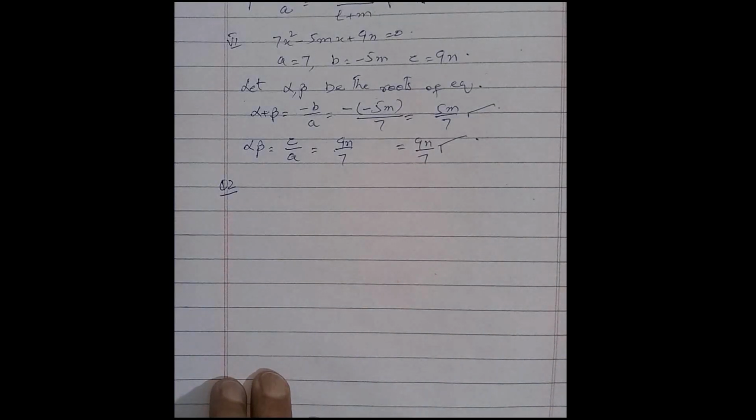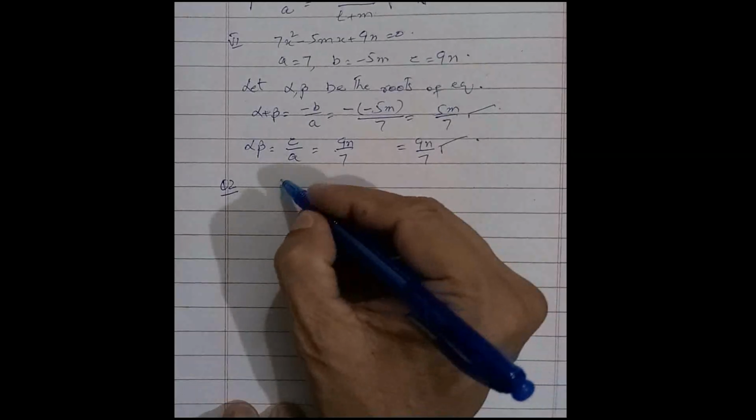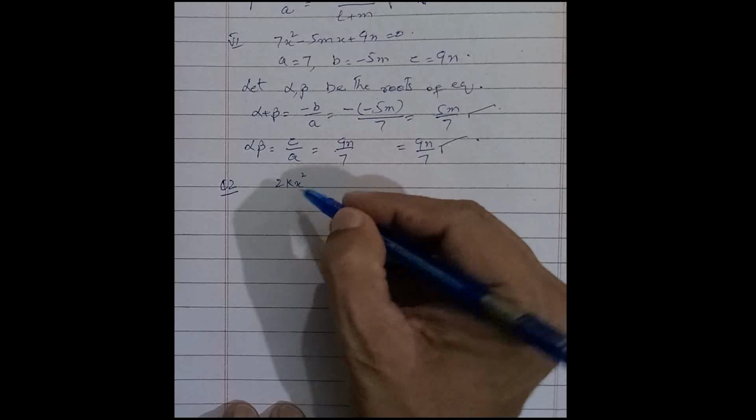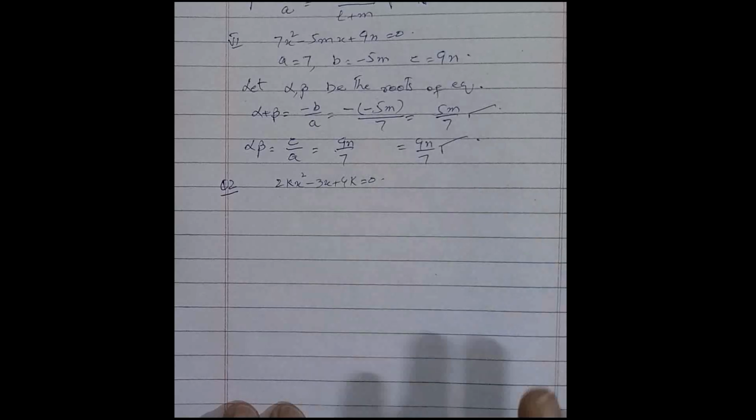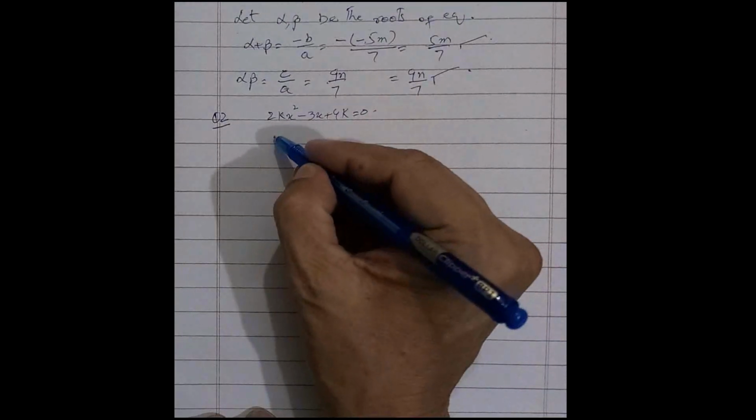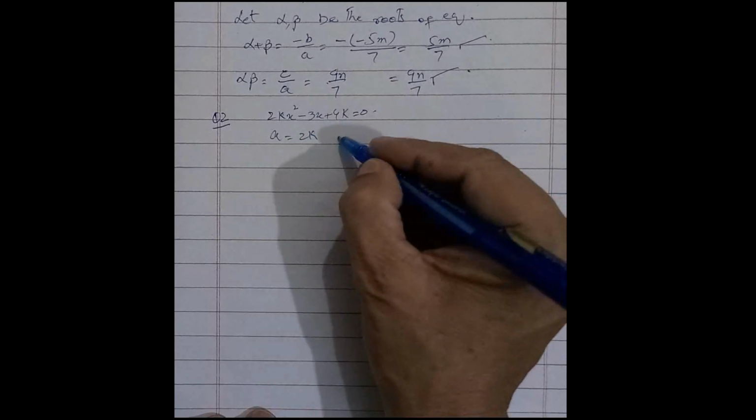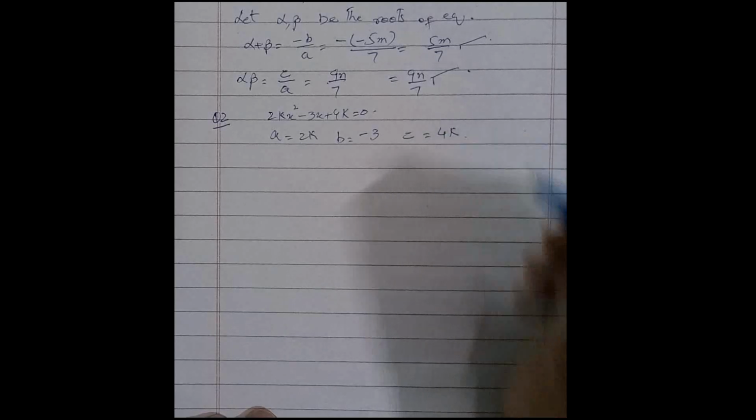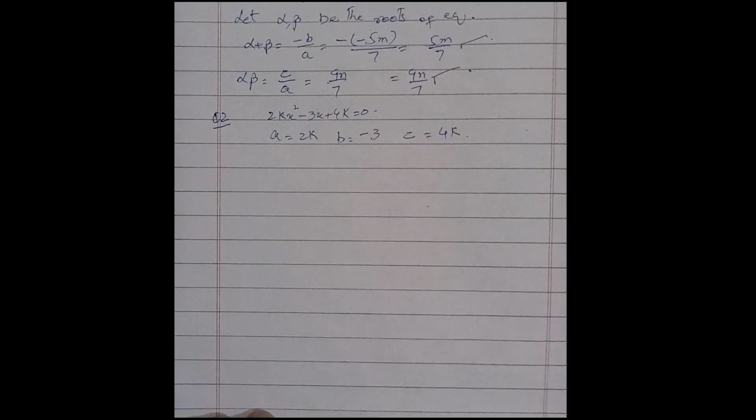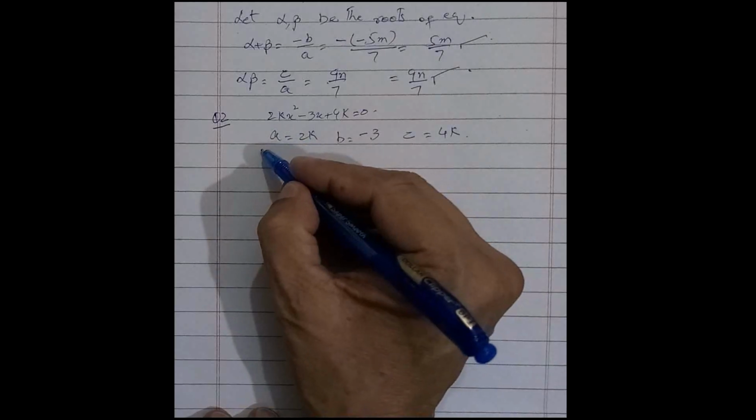Question 2. Find the value of k if the sum of roots of the equation is twice the product of the roots. First we take the equation, which is 2k x square minus 3x plus 4k is equal to 0, in which a is equal to 2k, b is equal to minus 3, and c is equal to 4k. And we find the roots.